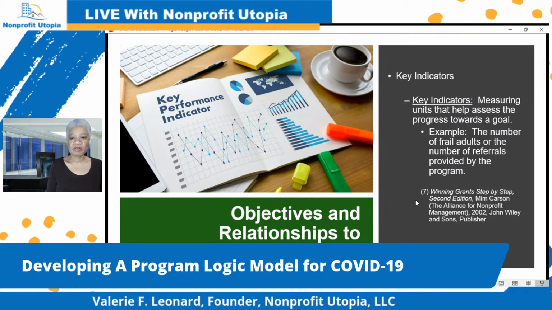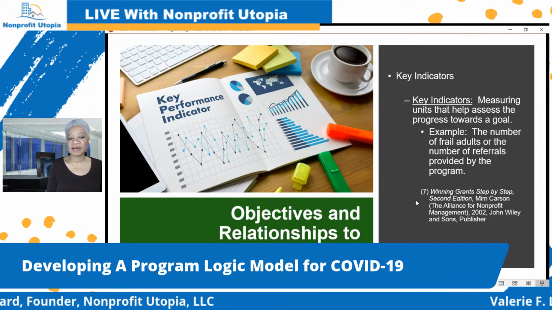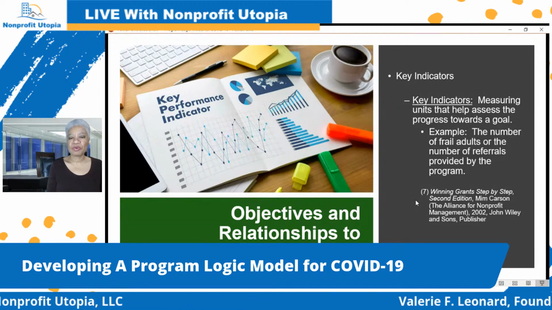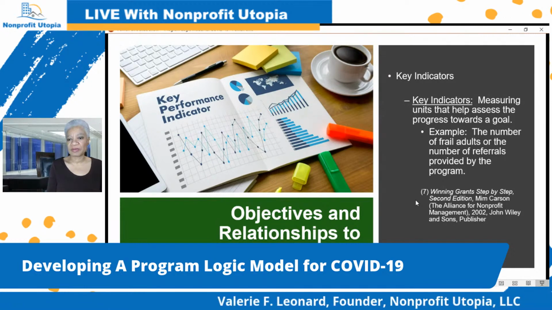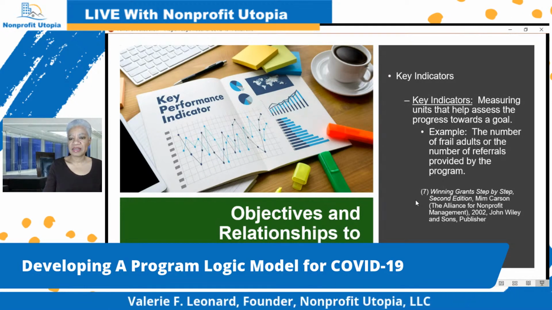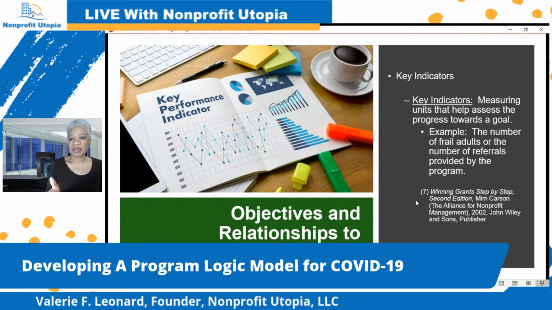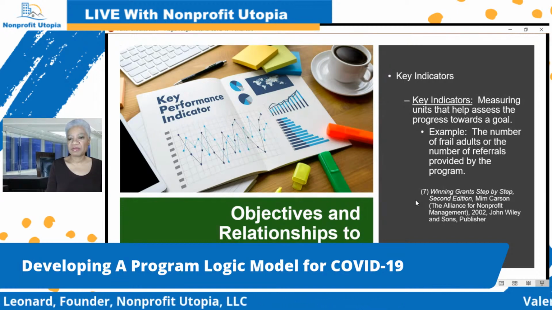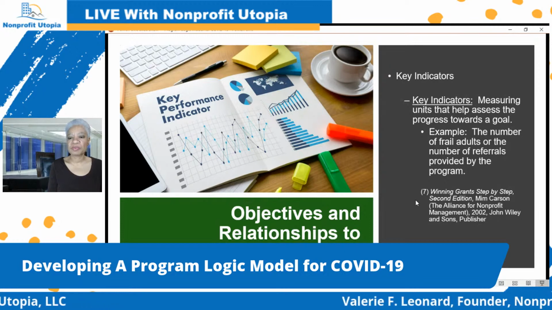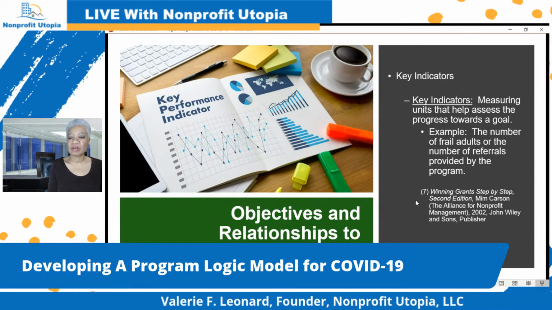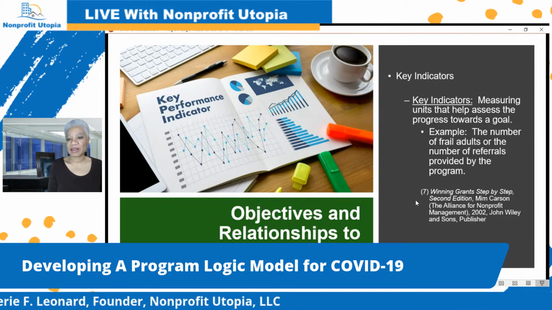All right. So after you do that, you want to make sure that you have key indicators that will help you measure your progress towards your goals and objectives. So in this example, again, keeping consistent with the frail elderly program, the Meals on Wheels program, we're going to say the number of frail adults or the number of referrals provided by the program.